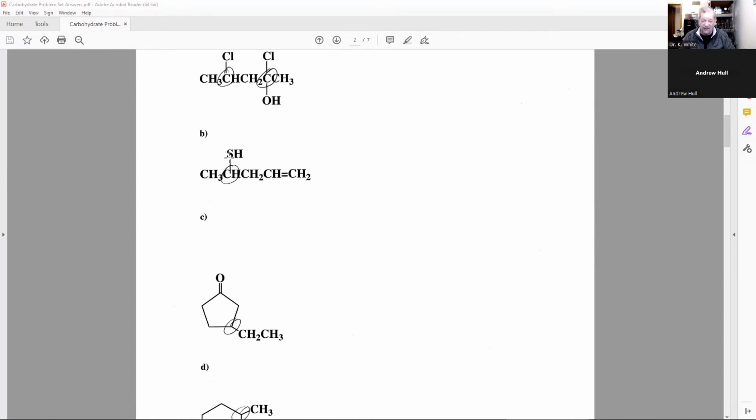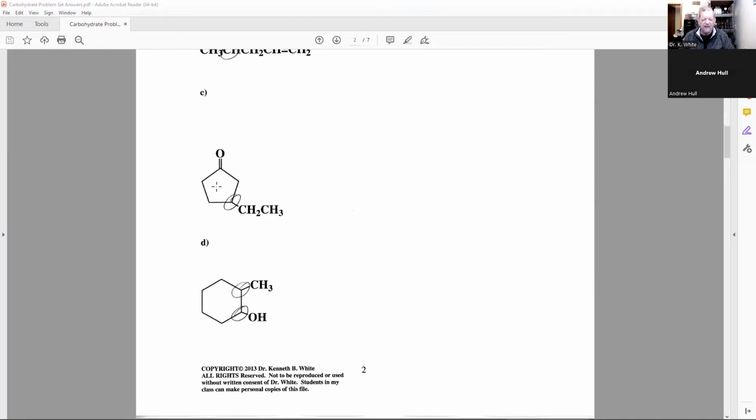Hydrogen, thiol, SH, methyl. This is called allylic, three carbons with a double bond, four different groups or atoms. It's chiral. Now, if we look at the next one, this carbon in the ring is attached by a double bond to oxygen, a carbonyl, so it can't be.